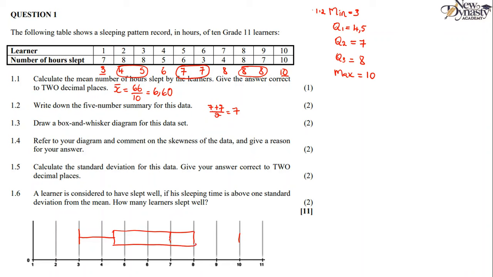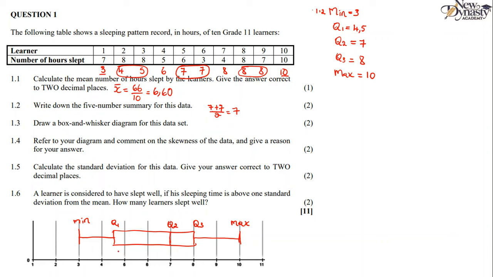So you must have this rectangular box. Then from there you draw a whisker to your maximum. So that is going to be your minimum, your Q1, Q2, Q3, and your max. And that's how you draw the box and whisker diagram. The examiners are very stingy with marks here. Anyway, let's continue to question 1.4.